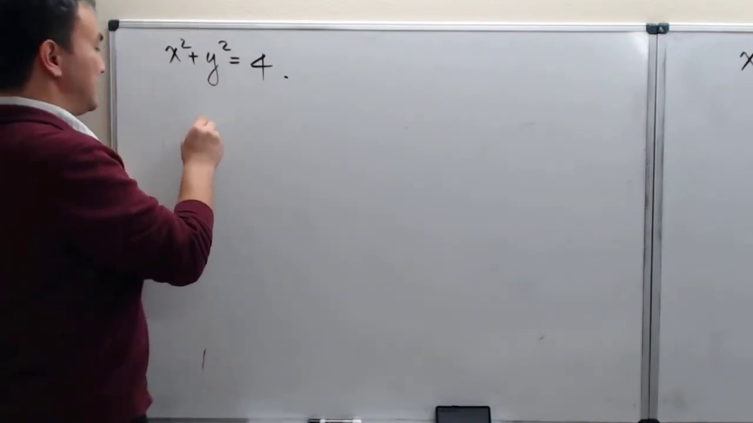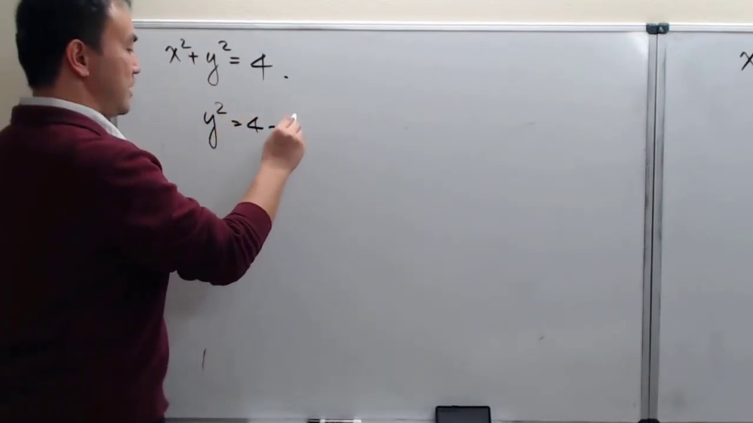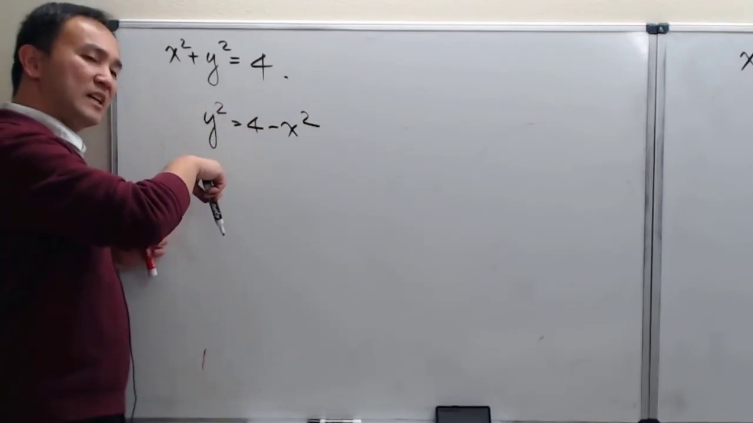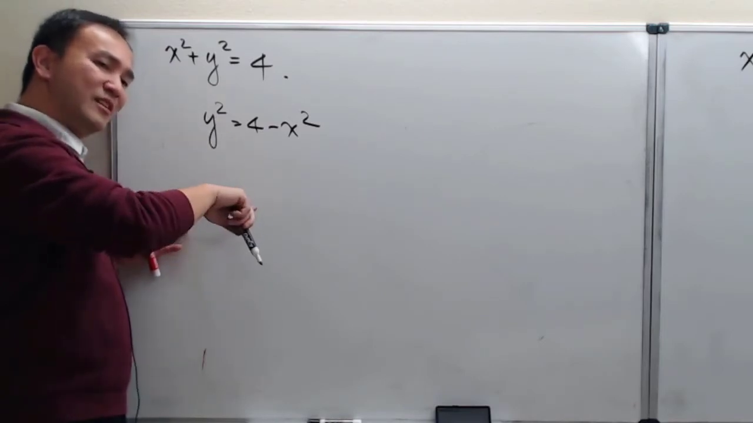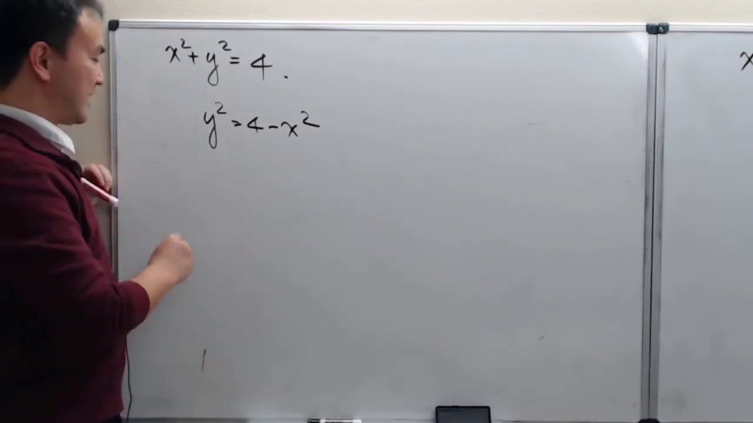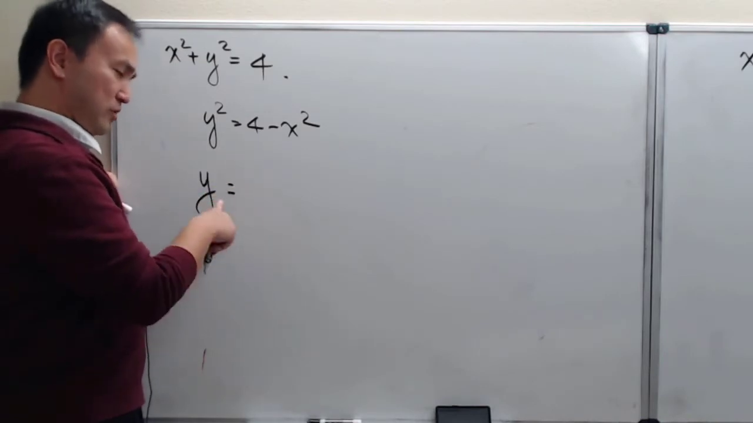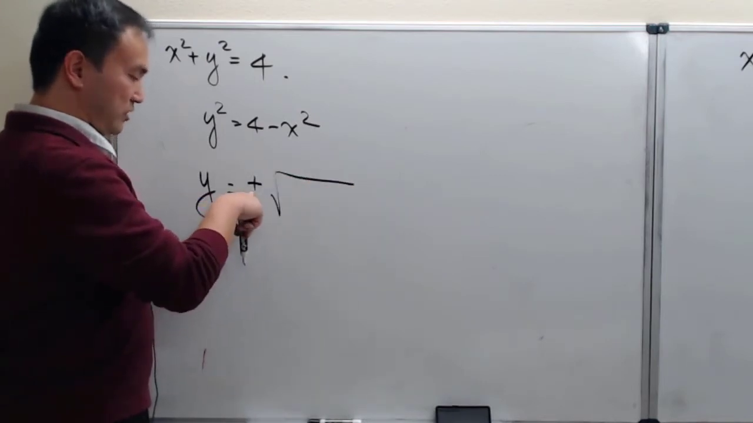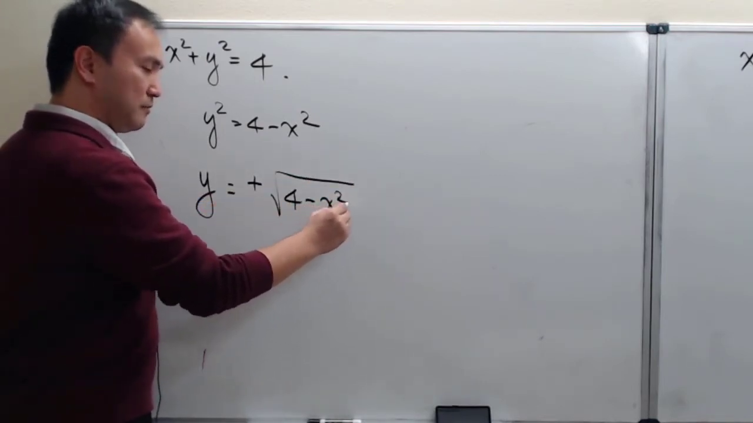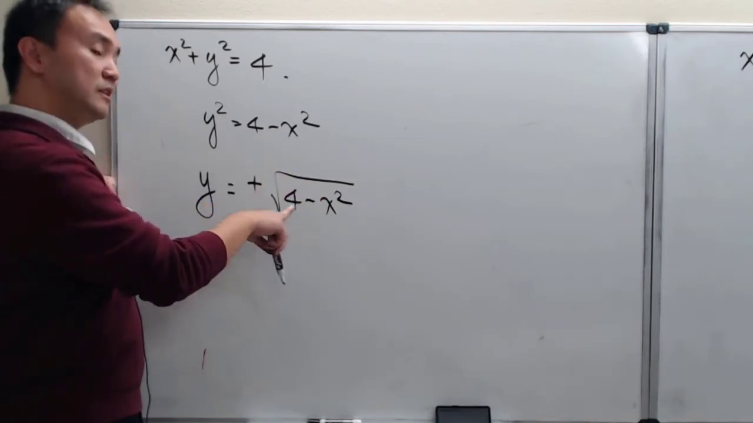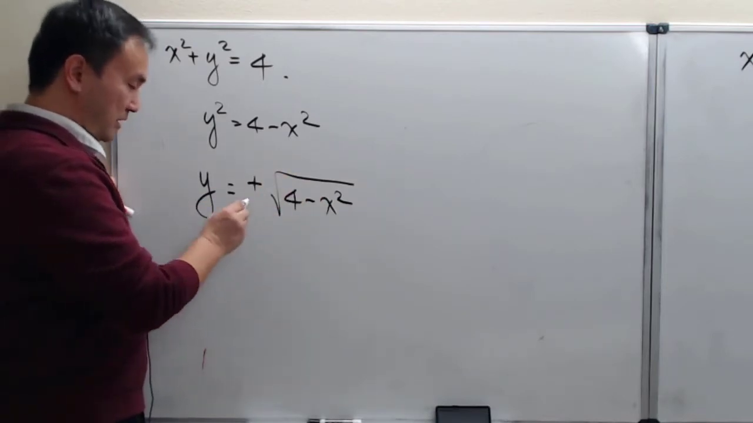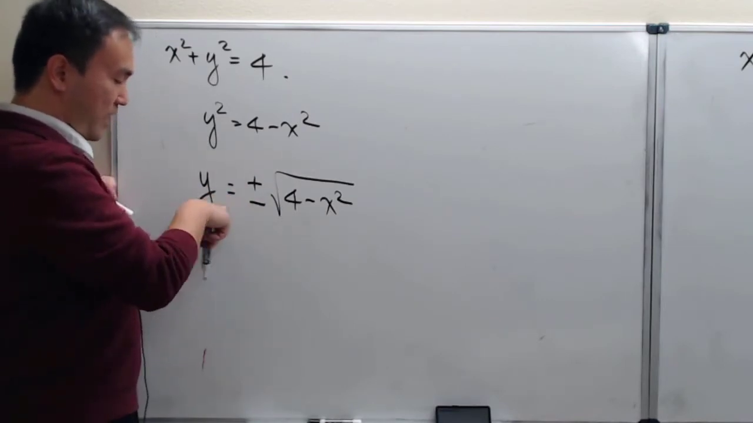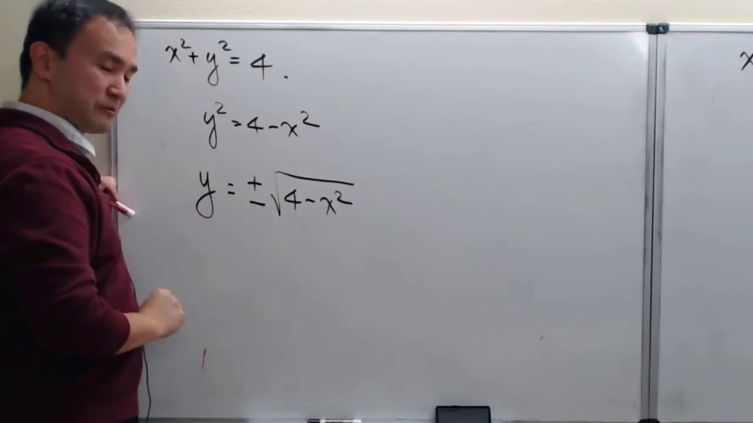Then you can quickly do y squared equals 4 minus x squared, because we're solving for y explicitly. So y squared equals 4 minus x squared. Then y equals, and now notice it's not just one function, it's 2 functions: y equals the positive square root of 4 minus x squared, now explicitly defined as a function of x. But then there's also another function, y equals the negative of this square root expression.